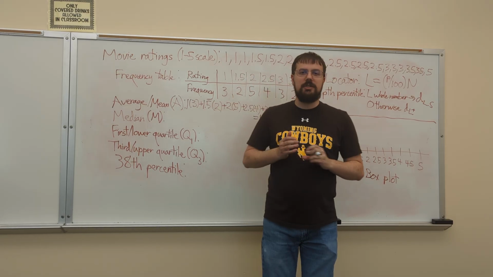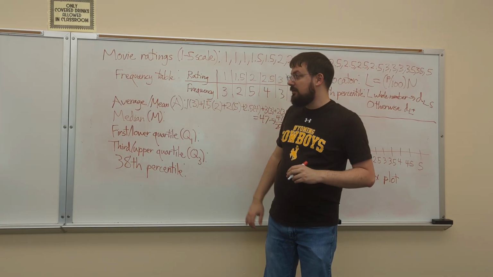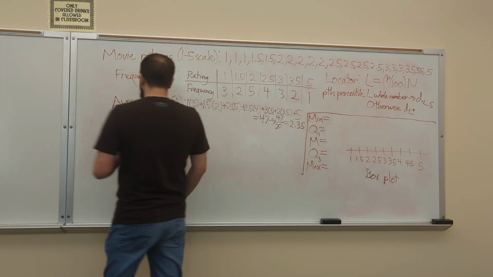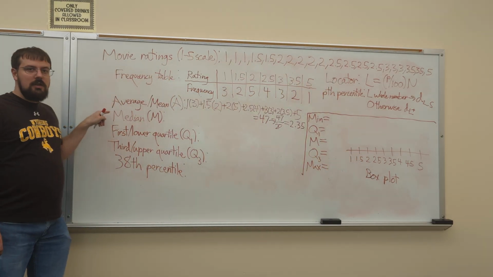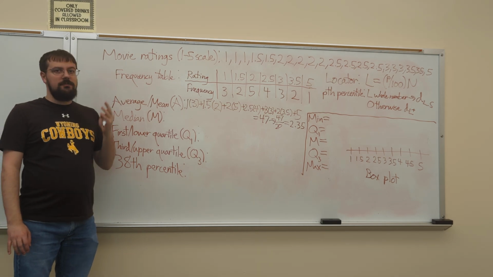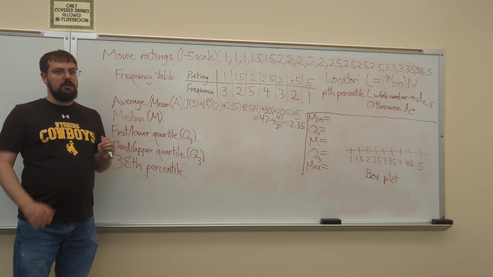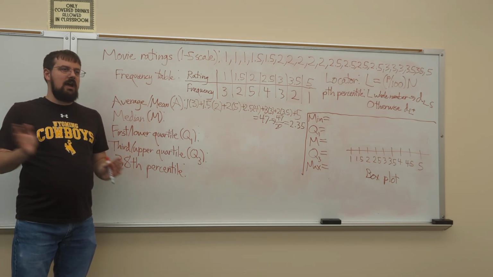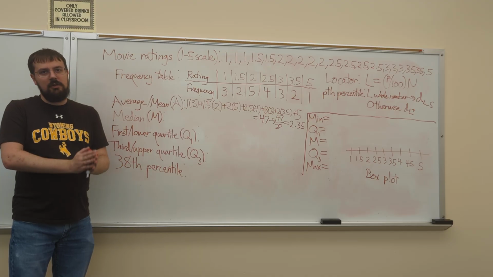So let's look at some percentiles for our example data set up here. The first one that we'll look at is the median. Now the median is just the 50th percentile of our data set. So half the data is above it, half the data is below it. It's the exact middle of our data set.